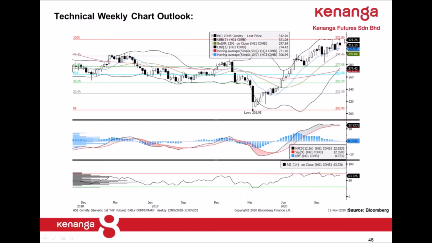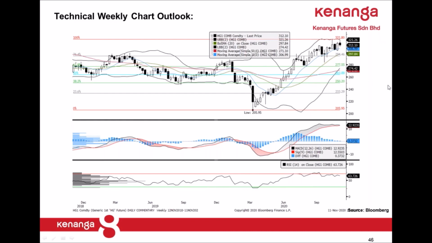Now it's in consolidation, as you can see. So I would say that it will still be on an uptrend, and it's too early to tell that the market will develop into a bearish market. It's still too far to give that statement actually.